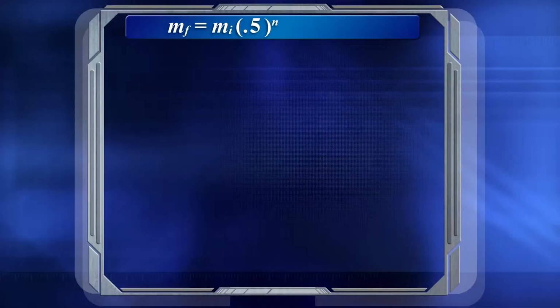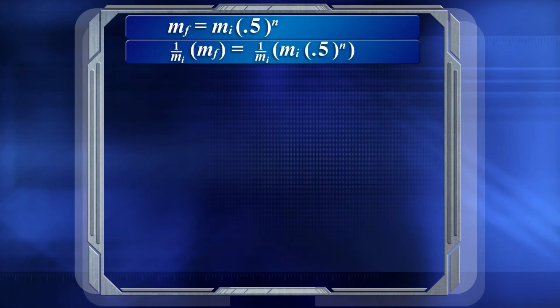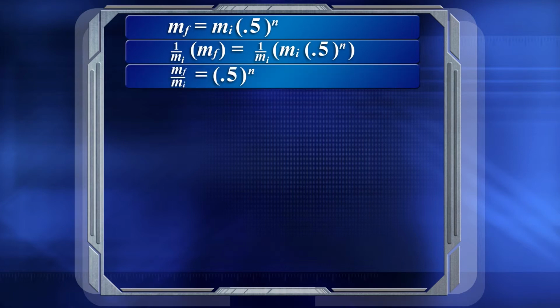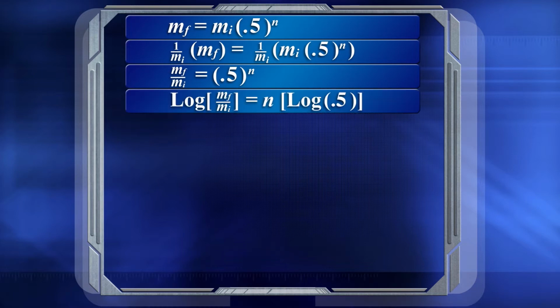And if you want to solve this problem using the equation that we did before, you would again first divide both sides of the equation by the initial mass, which we can accomplish by multiplying both sides of the equation by 1 over the initial mass. And that will give us this expression. Final mass over initial mass equals 0.5 raised to n. Next, we could take the log of both sides of the equation so that we could bring the n down.